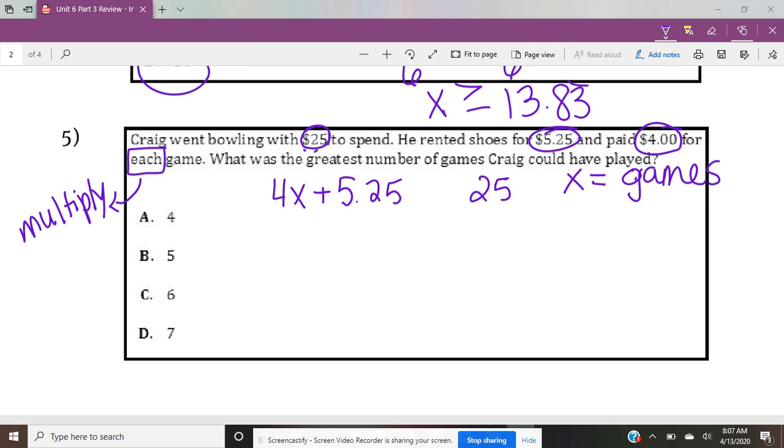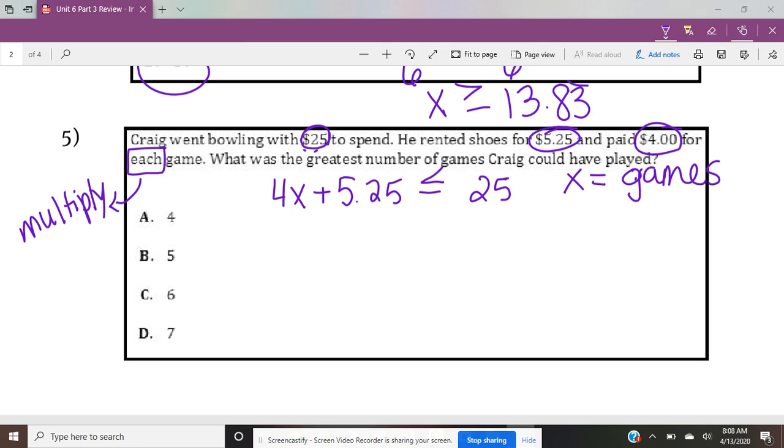So now you might be thinking, well, I don't understand what inequality to use because it doesn't say anything, right? I know it says greatest number, but we can't spend more money than we have, right? So we either have to spend less than $25 or equal to. Okay, and again, all money problems are always going to be like that.